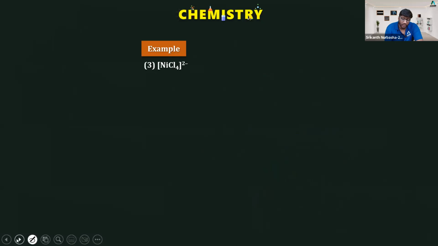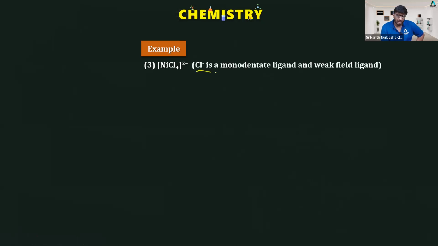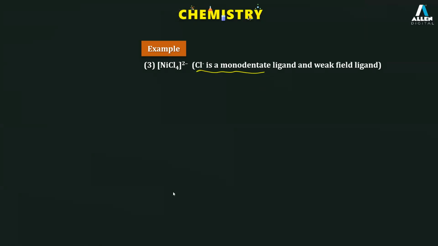Next, students, NiCl4 2 minus. Try to answer this. What is the hybridization? sp3 hybridization. sp3 shape? Trigonal planar. Oh, sorry, tetrahedral. Okay, let us proceed with the same logic.